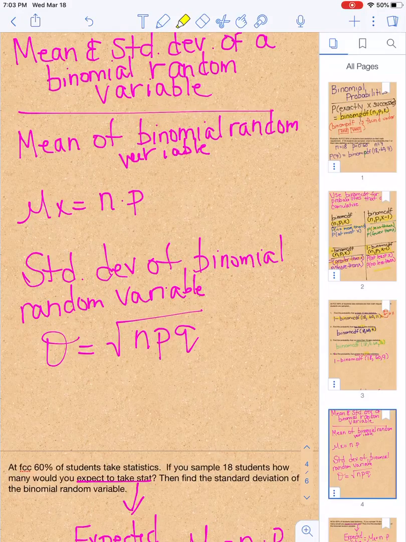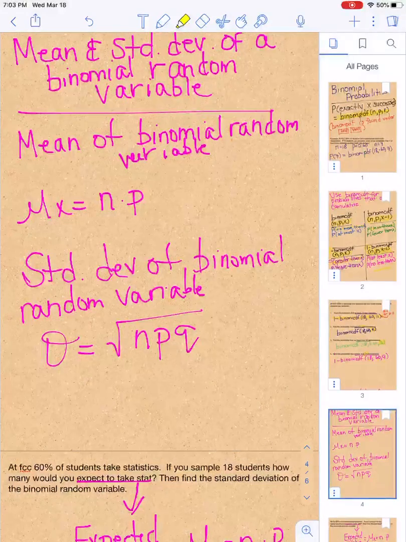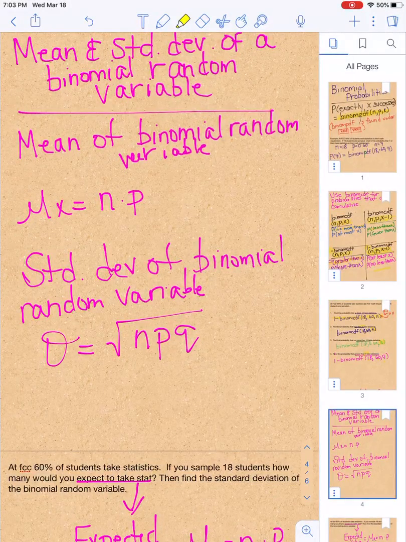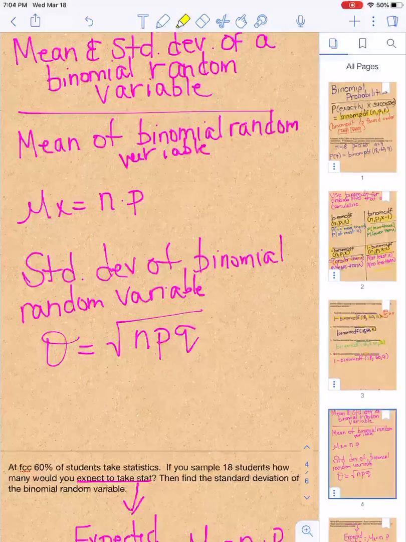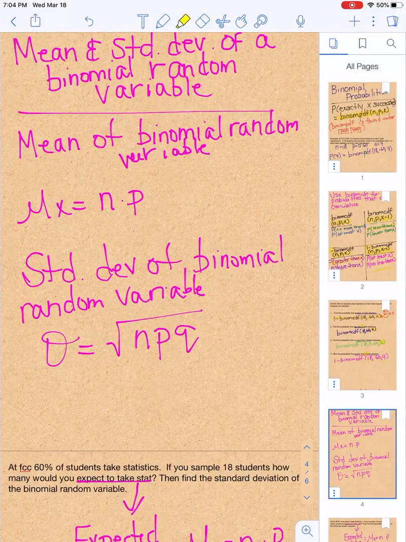Then the only other thing in Chapter 5, binomials, is the mean and the standard deviation of a binomial random variable. So you can still do 1-Var Stats, L1, L2, but that would require you to create a table first. If you recognize that it's a binomial random variable and you want to find the mean or standard deviation, and expected value, if you will recall, is another name for the mean. It is the formula N times P for the mean.